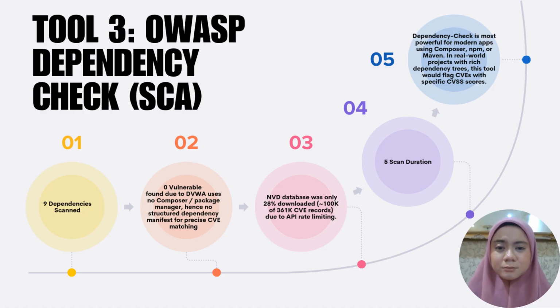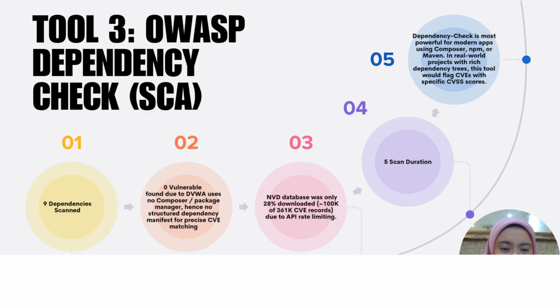Dependency-Check is the most effective on modern applications built with Composer, NPM, or Maven. In a real project using a framework like Laravel or Symfony with a rich dependency tree, this tool would likely flag CVEs with specific CVSS scores and remediation guidance. This result shows that the tool-application fit matters.